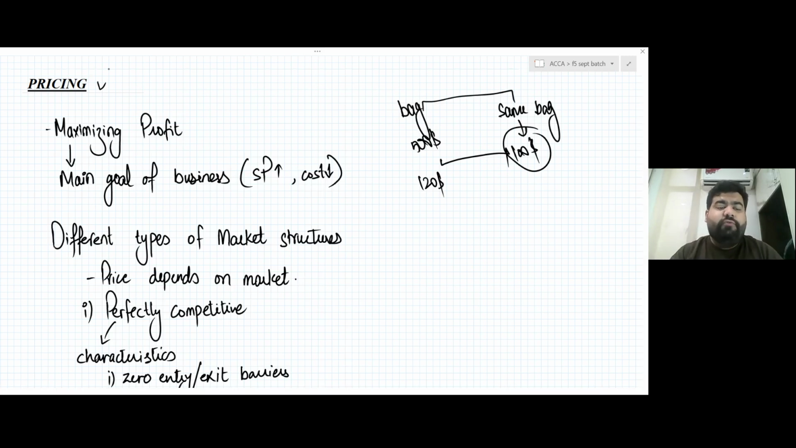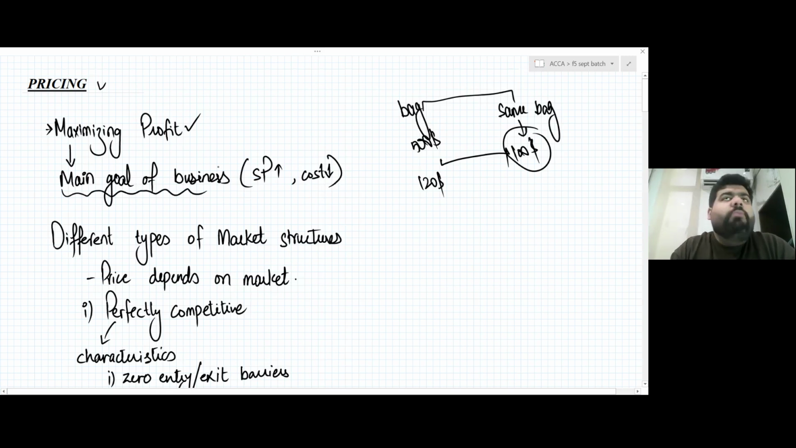First of all, we have to understand why pricing is important. The first reason is that every business wants to maximize profit. Business means to earn profit. So for maximizing profit, every business has to set the price. The maximization of profit depends on the price, because maximizing profit is the main goal of business.